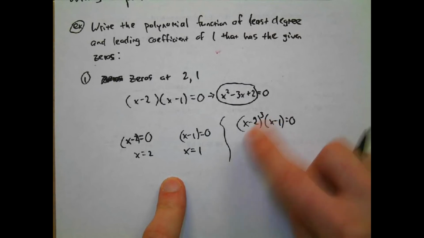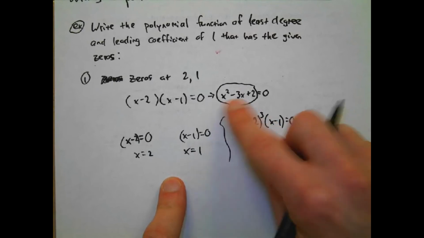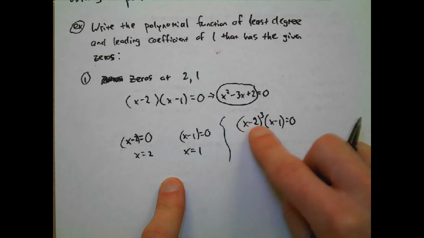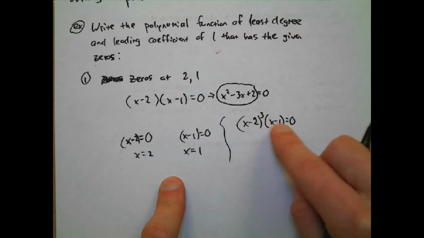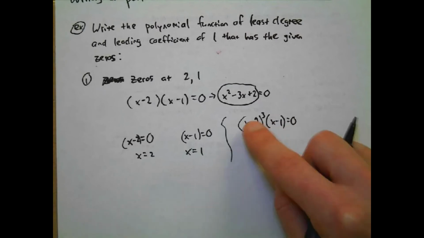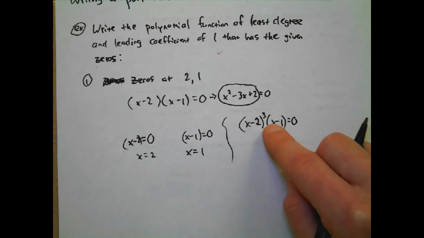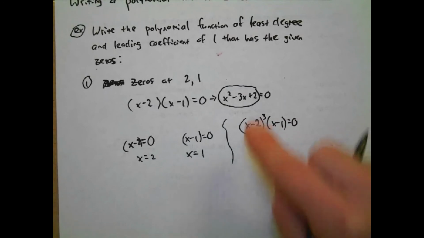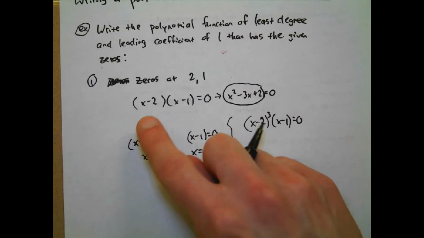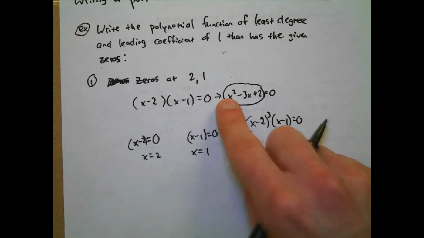Imagine multiplying this out. It would not be the smallest degree because you'd have x minus 2 times x minus 2 times x minus 2, and then an x minus 1. It would be a fourth degree polynomial there. Okay? You don't have to worry about that. Make it as small as you need. So we just need an x minus 2 and an x minus 1, and that creates the smallest degree polynomial.